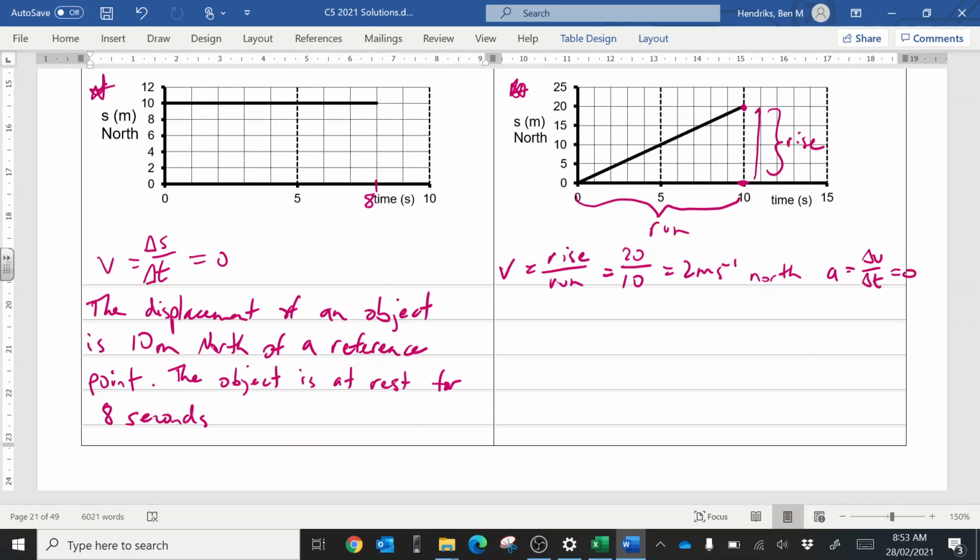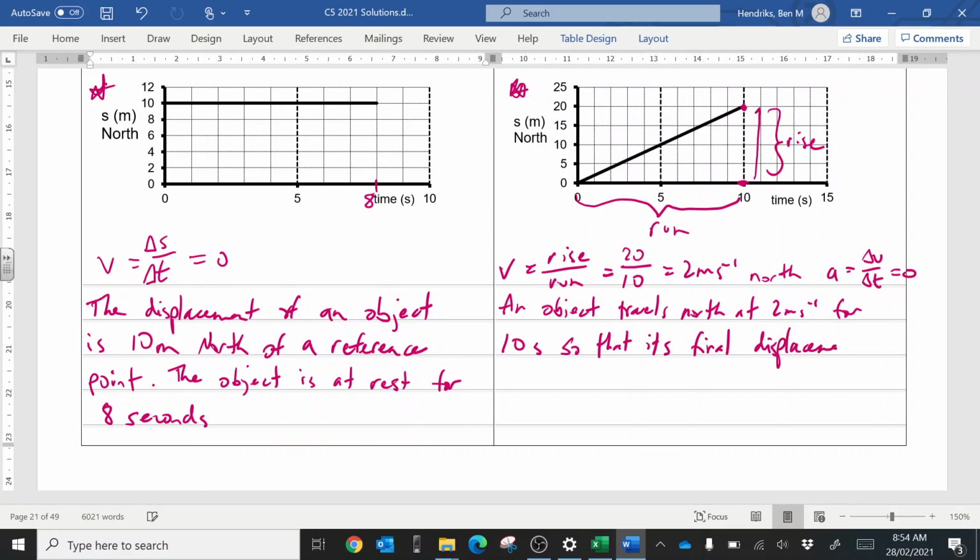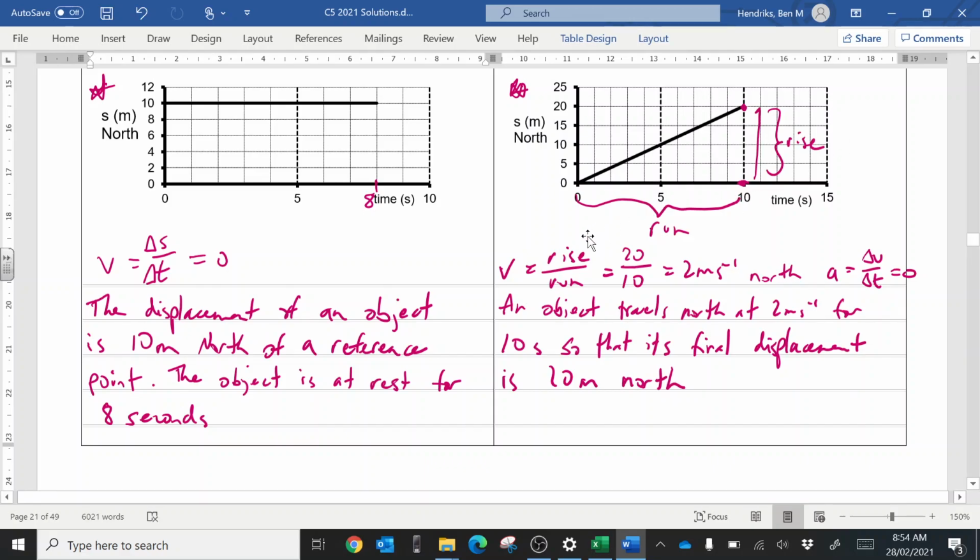So we can say that an object travels north at 2 meters per second for 10 seconds, so that its final displacement is 20 meters north. Okay, good.